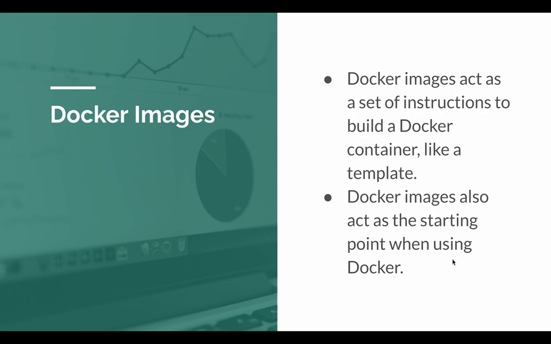From the Dockerfile, we will build our Docker images. Docker images are just a set of instructions to build a Docker container. It is just like a template. Docker images also act as a starting point when using Docker. We can create our Docker images on our server after installing our required settings, dependencies, and packages. We can also move our Docker images from one system to another system.